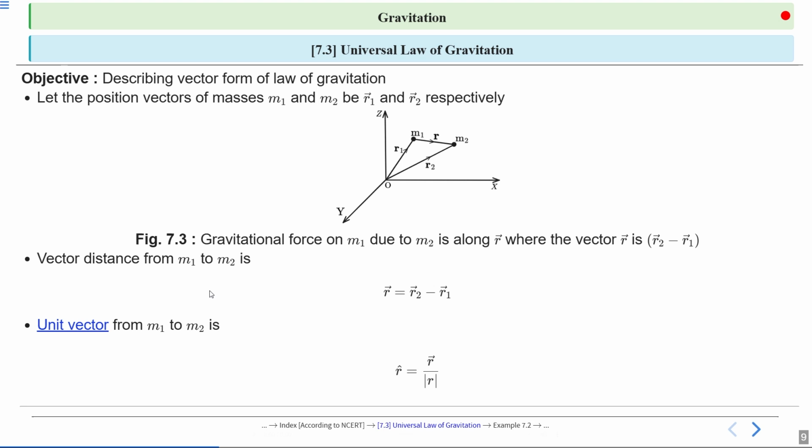And the unit vector from m1 to m2 is r cap, equal to r vector divided by mod of r. This unit vector is important because it provides the direction of the force without considering its magnitude. By normalizing the vector r, we ensure that r cap has a magnitude of 1, making it a pure direction vector.